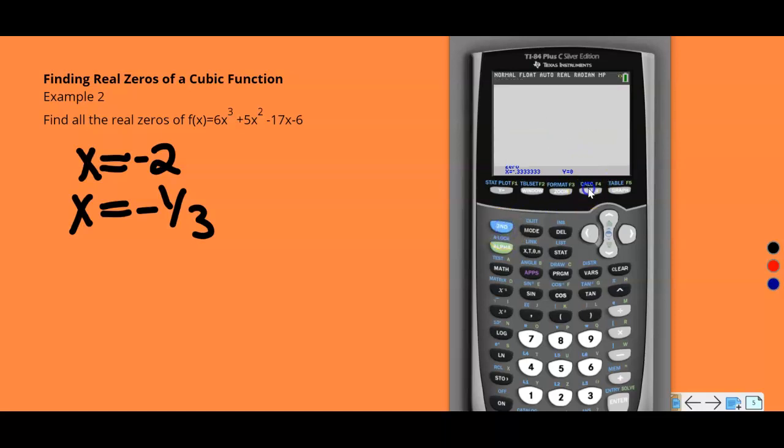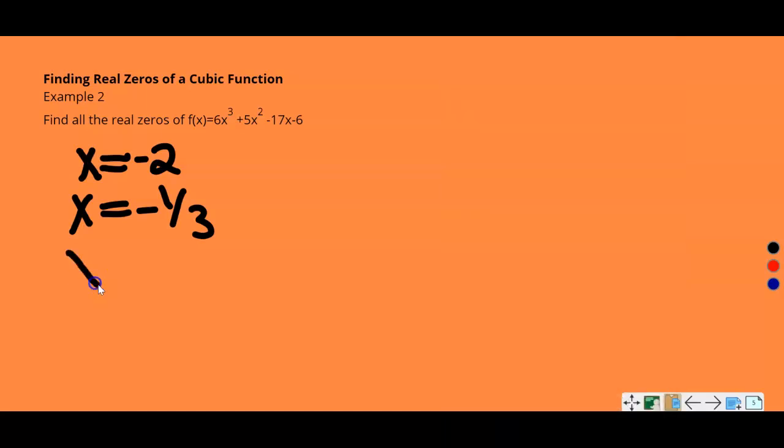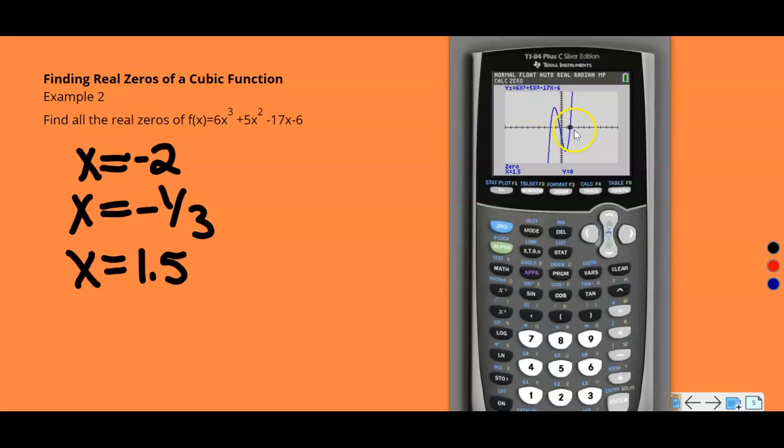And then there's one more 0 over here. So let's do second trace. Number 2 is 0. This time I need to be to the left of this point, so I'm going to hit enter. Then I scroll above it, so I'm to the right of it, hit enter again. And it says 1.5. And that's how you would find your zeros using your calculator. Now, if it asks you to find the maximum or minimum, second trace, here's your minimum, there's your maximum, you could do that in the very same place.